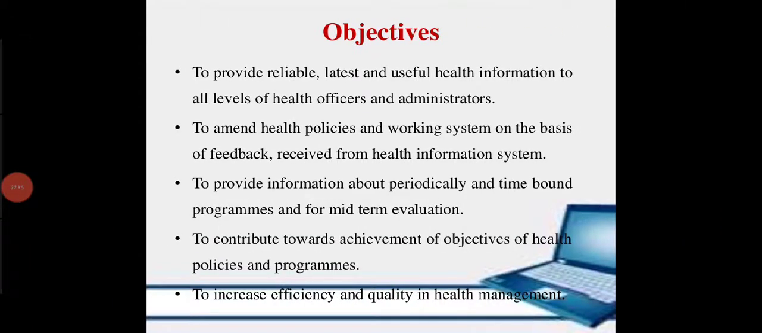So what are the objectives of MIS? To provide reliable, latest, and useful health information to all levels of health officers and administrators. Okay, the main point here is giving the information, or modern technology, or modern information. To amend health policies and working system on the basis of feedback received from the health information system. Okay. Policy can be changed and the working system can be changed, or some modification can be done, based on the feedback received through the health information system.